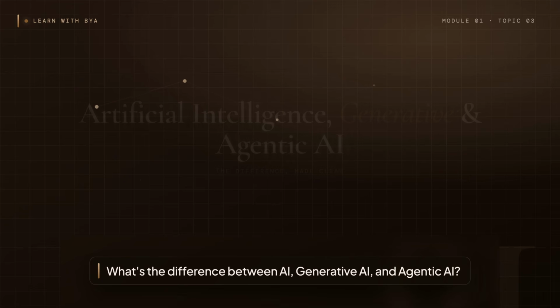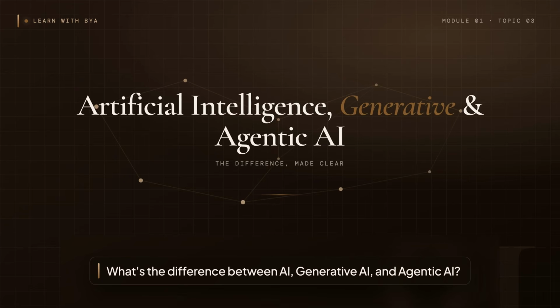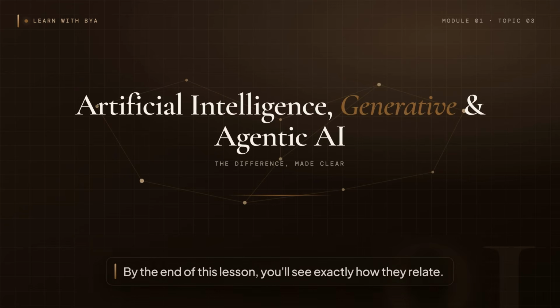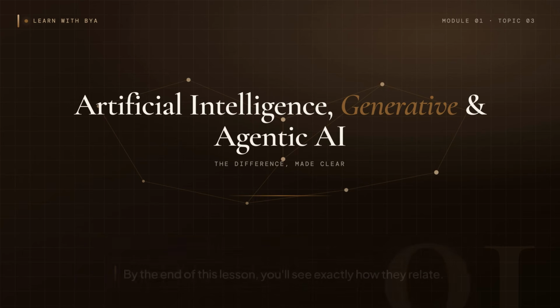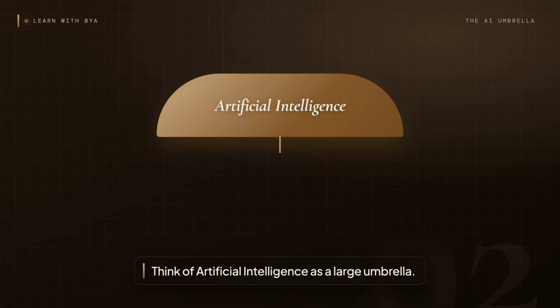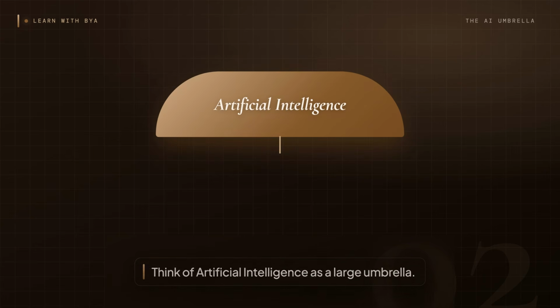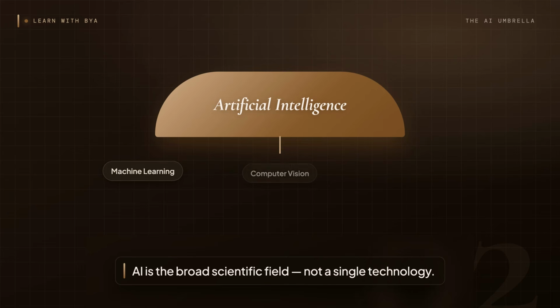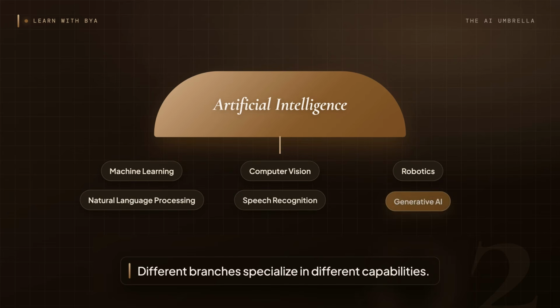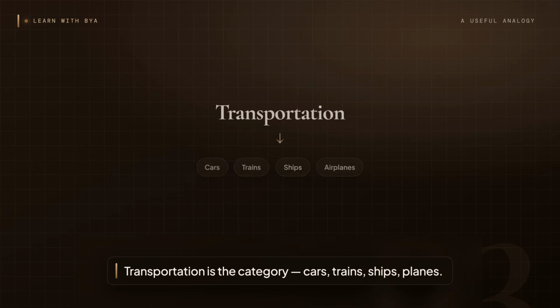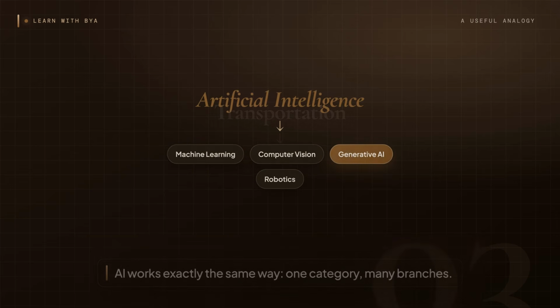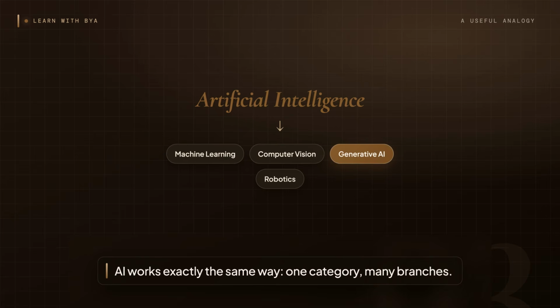Let's summarize everything we've learned. Artificial intelligence is the broad scientific field. Machine learning is one way of building AI. Deep learning powers today's large language models. Generative AI creates content. Agentic AI combines large language models with reasoning, planning, memory, and external tools to achieve objectives. Think of it this way: generative AI answers questions, agentic AI accomplishes goals.